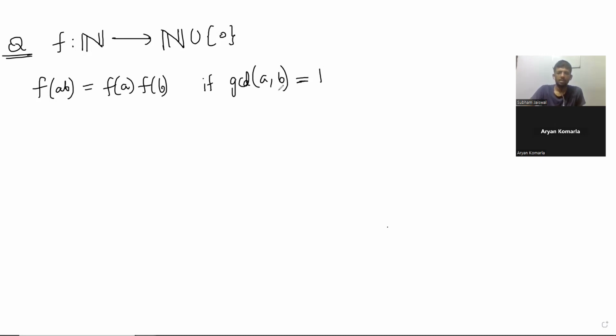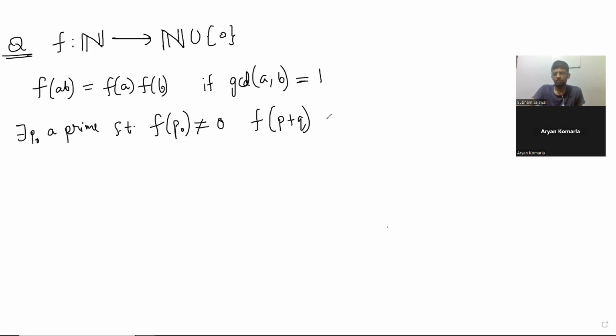And they have also given that there exists a prime P naught, such that f of P naught is not equal to 0. And they have also given that f of P plus Q is equal to f of P plus f of Q if P and Q are primes.